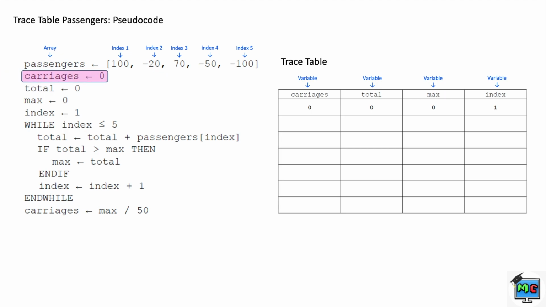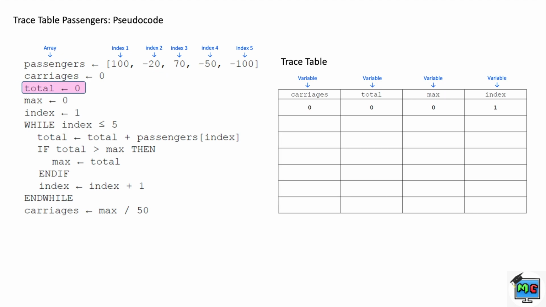0 is assigned to carriages. This arrow pointing towards the word carriages indicates that carriages is a variable, and you're storing something in there. Now if you look down on your trace table, you've got carriages, total, max, and index. Carriages is one of the variables. So the first thing that happens is 0 will be assigned to carriages. So you have 0 in the carriages.